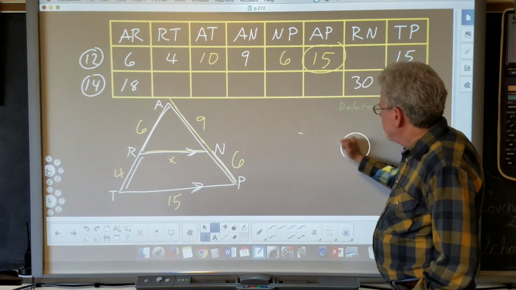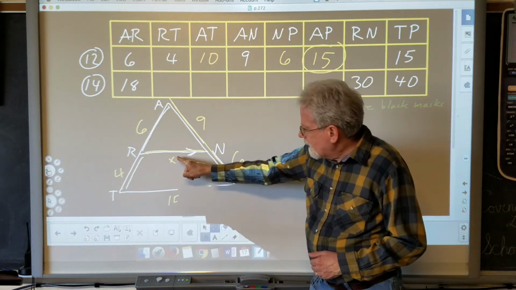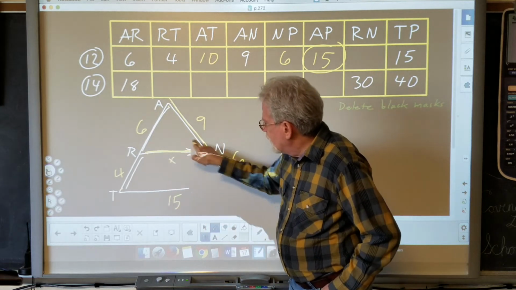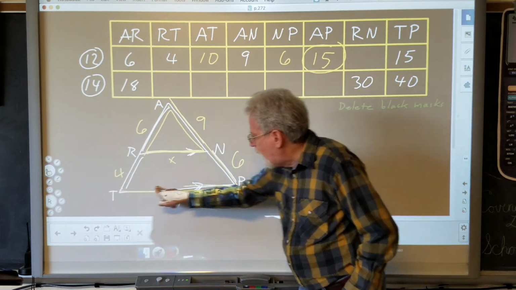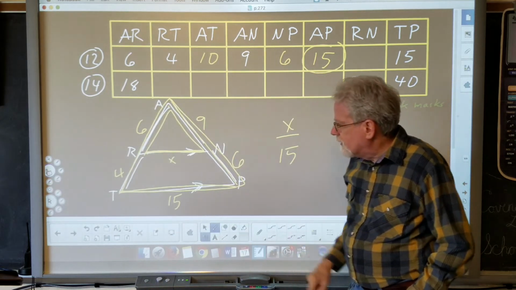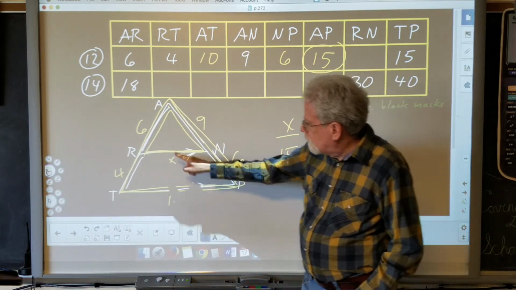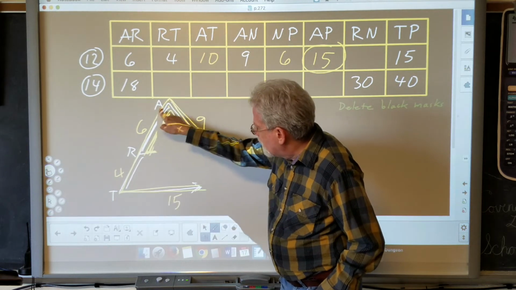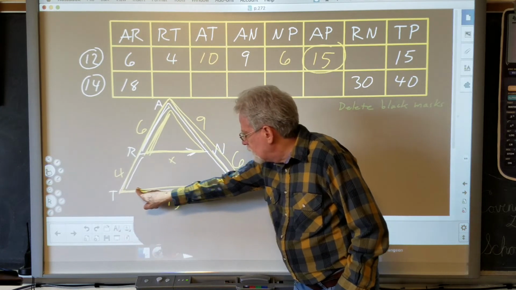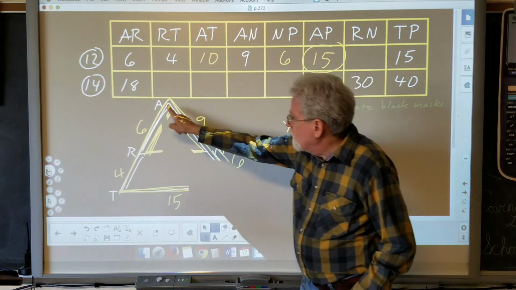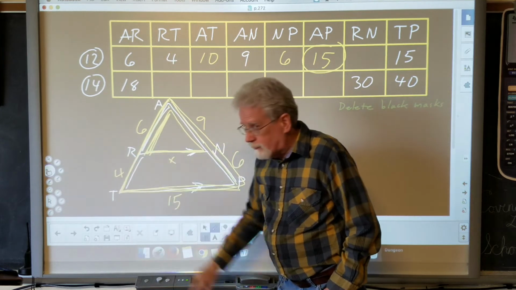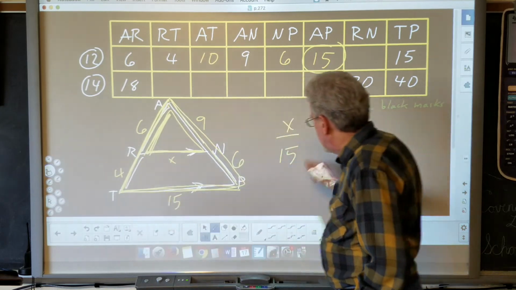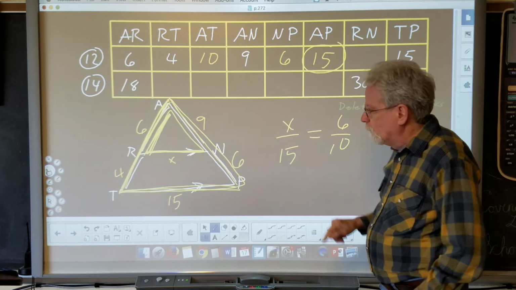If we call that guy x, it's going to be x over 15. But this is the whole side of the little triangle. This is the whole side of the big triangle. So x over 15 has to equal what? 6 over, not 4, but 6 over 10. Because if we're using the whole side of the big triangle here, we have to use the whole side of the big triangle there. X over 15 equals 6 over 10, not 6 over 4.